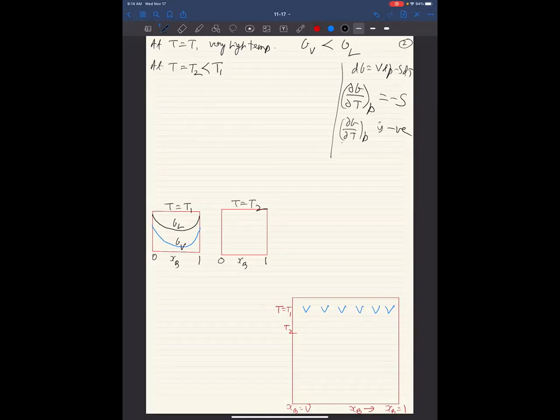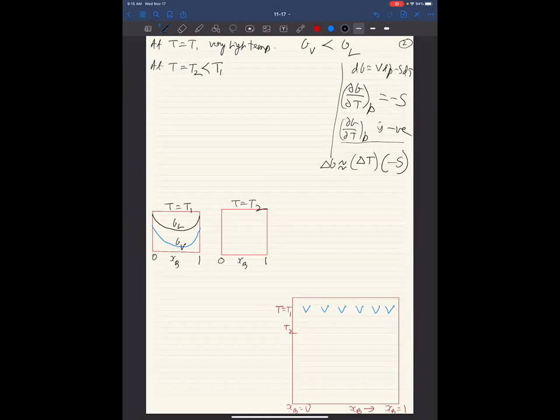So first of all, what does this tell us? What is the physical meaning of this partial derivative? This partial derivative means that if you change the temperature by a certain amount delta T, the change in G for small enough change in temperature is going to be given by delta T multiplied by minus S. That is the meaning of the partial derivative at constant pressure.